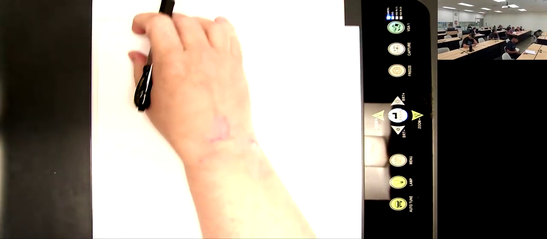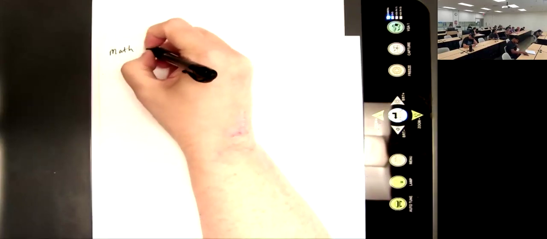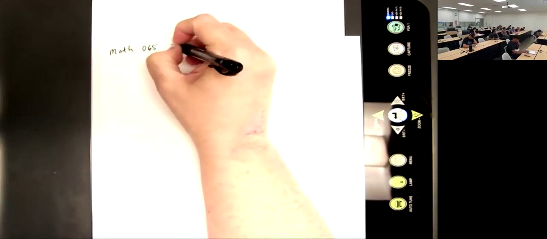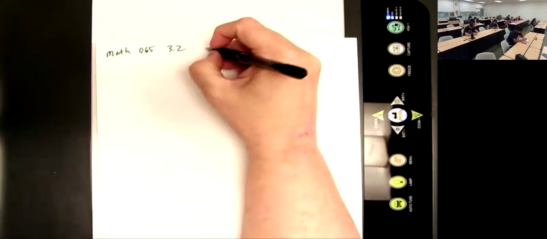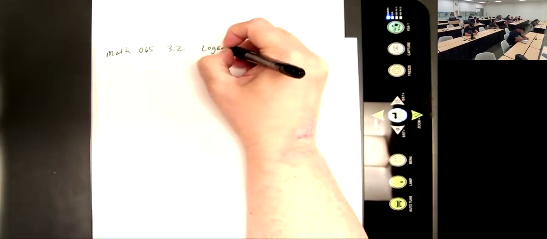Where were we? We were working in 3.2. What was the name of the section? Logarithmic differentiation, I think it is. Yep. Differentiation.